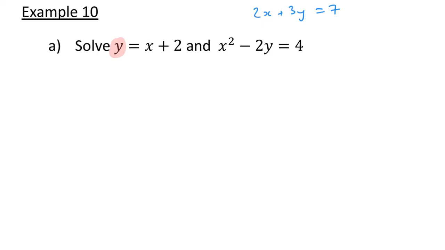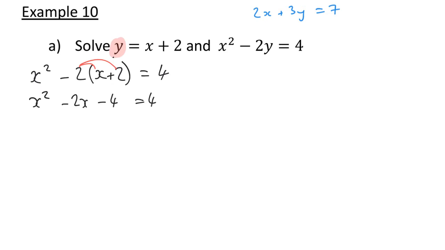So what we need to do is substitute the linear into the quadratic. The quadratic is x squared minus 2y. But I know that y is x plus 2, so instead of writing y, I'm going to write x plus 2. So I've substituted it in, and that's going to equal 4. We can then expand the bracket, so everything inside the bracket is multiplied by the term and the sign outside it. So we're going to have x squared minus 2x minus 4 equals 4.